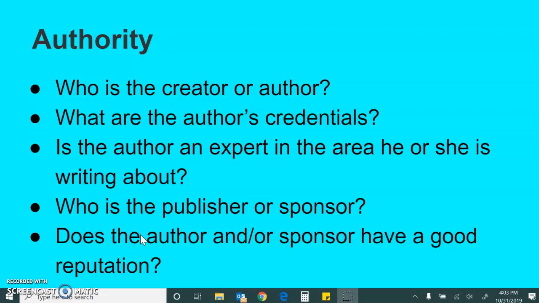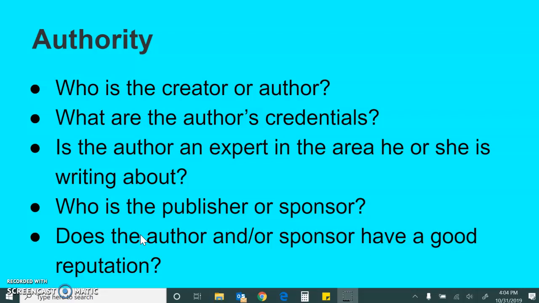Is the author an expert in the area he or she is writing about? Now, it's important to check that because anyone can publish anything on the internet and they're not necessarily an expert in that area, even though they're an expert in a different area. So, for example, as an English teacher, if I wrote something about grammar, you could probably consider me to have good authority on that topic. However, if I wrote about gardening, which I have some experience in but don't have any training in, I wouldn't be an expert. It would just be information that I happen to know. So that source would not have good authority.